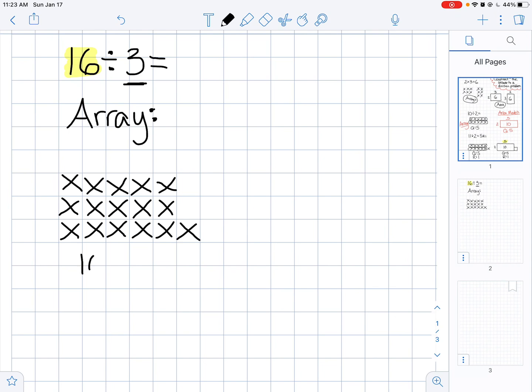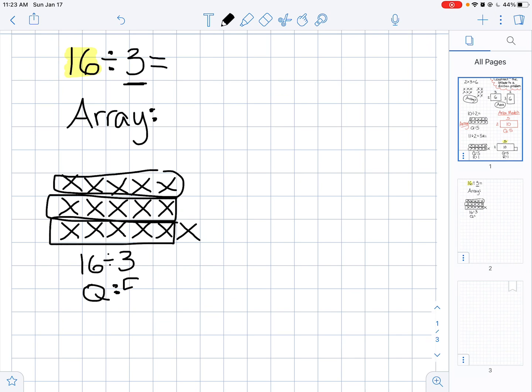So therefore, 16 divided by 3 gives me a quotient of how many in each equal group, or how many in each row? I ended up with 5 in each row and a remainder of 1 left over that didn't fit nicely into those equal groups. Now let's take a look at how I would solve that with my area model.